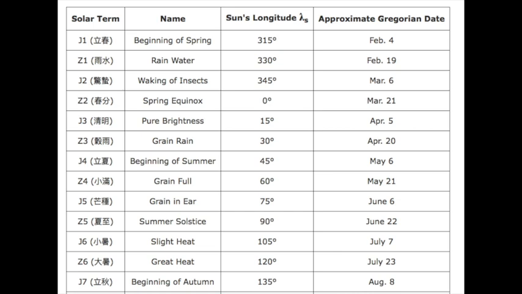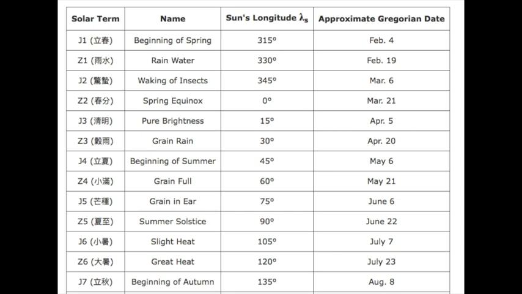Grain full. Sun's longitude is 60. Approximate day is May 21st. This year is May 20th. Then grain in ear, 75 degrees. Approximate day is June 6th. Let me see this year. This year is June 5th. Summer solstice. Sun's longitude 90 degrees. Approximate day is June 22nd. This year is June 21st.